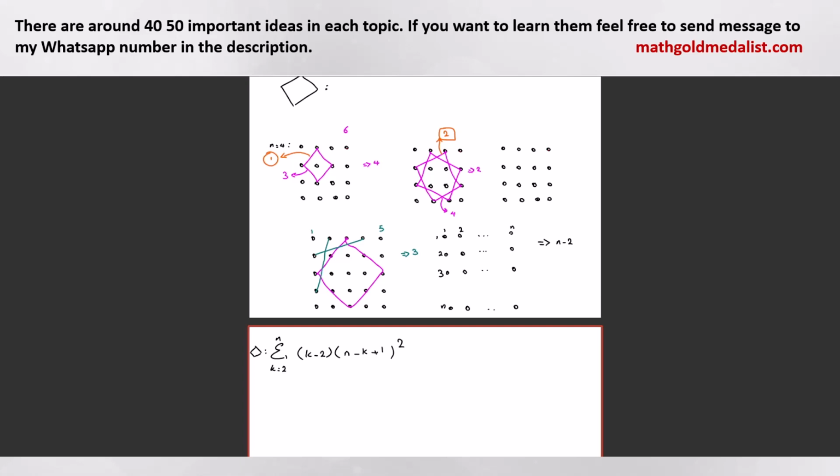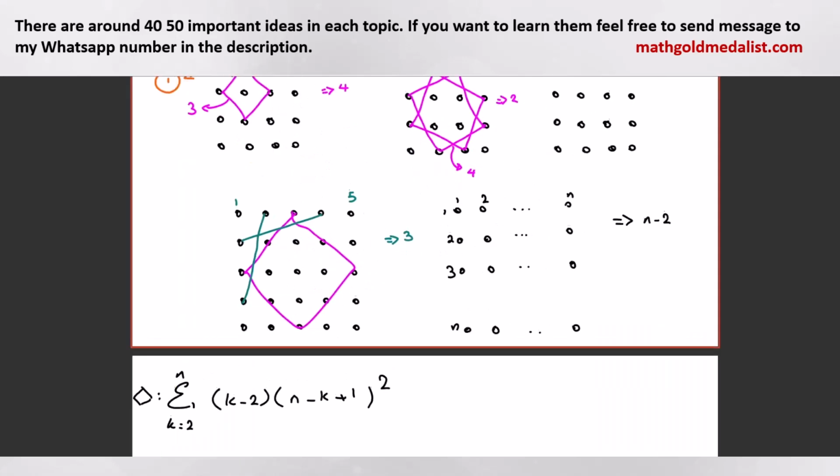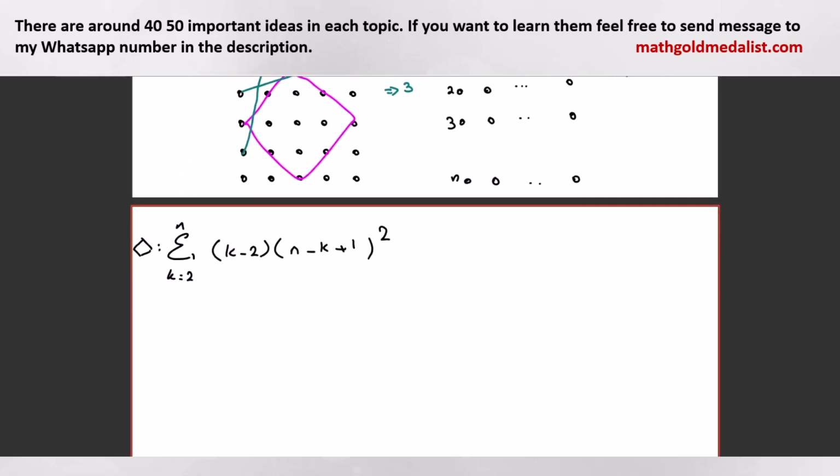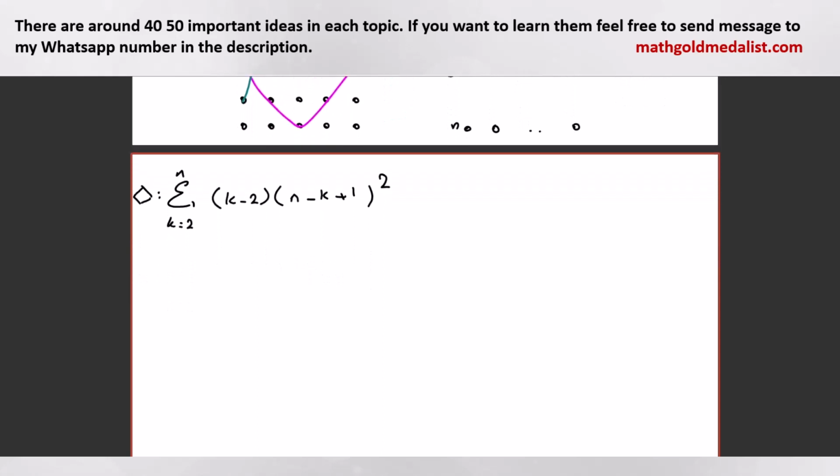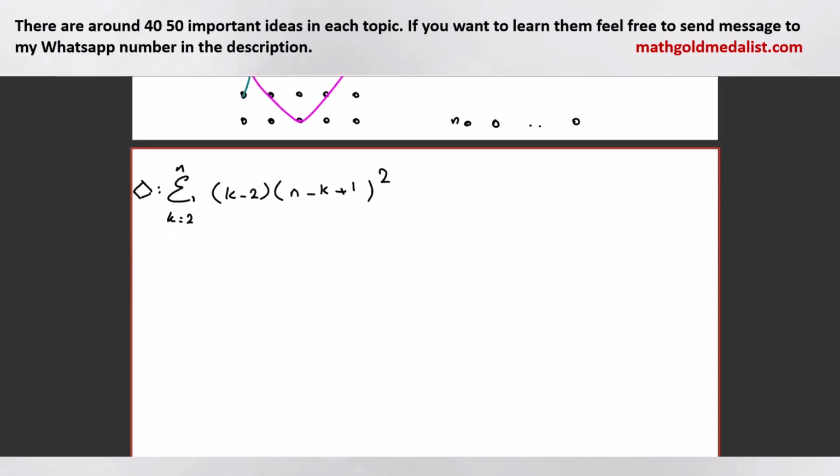How would I solve this? It's a sigma. Do you want a hint? Yes, please. Okay, sure. So for this one, k minus 2 times n minus k plus 1 squared, right? Yeah. So, we can say one thing.